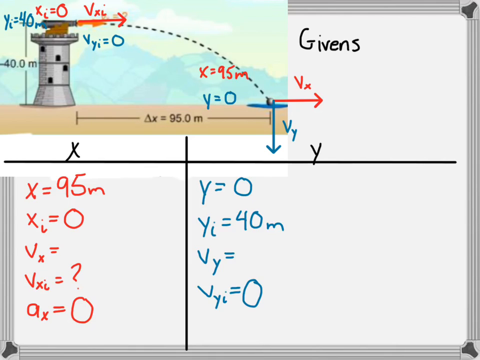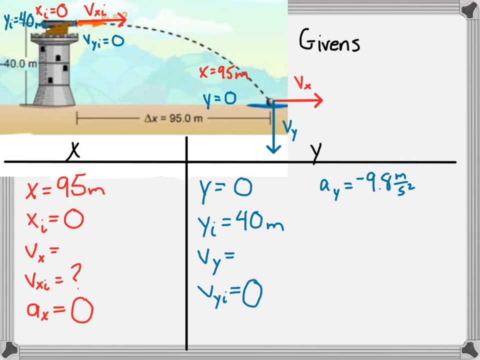Okay, like I said before, oops, I'm sorry, I forgot about acceleration. The acceleration in the y direction is due to gravity, so a sub y is equal to negative 9.8 meters per second squared. That will always be true for all projectiles.